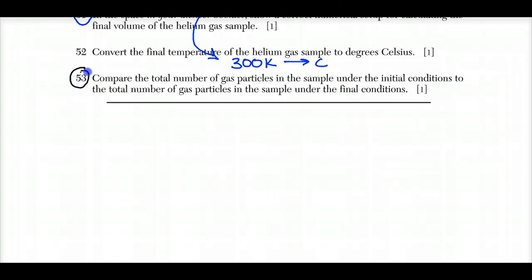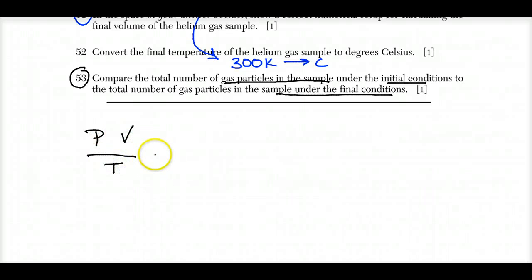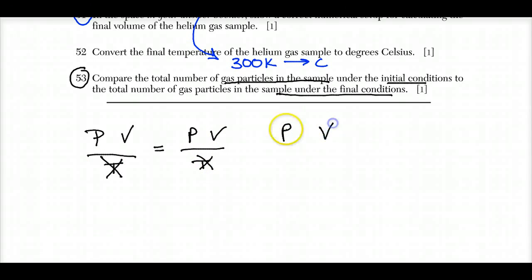Number 53. Compare the total number of gas particles in the sample under the initial conditions to the total number of gas particles in the sample under final conditions. Okay, well, this is a pretty high-level question, but pressure, volume, and temperature are interrelated because the amount of particles is constant. If you keep temperature constant, you should know that pressure and volume are related inversely.